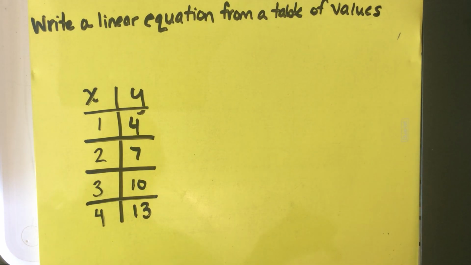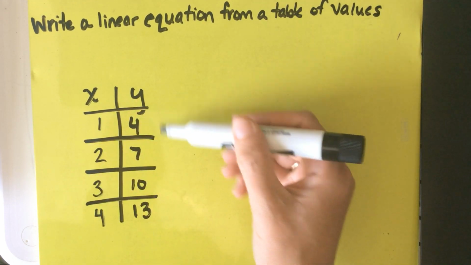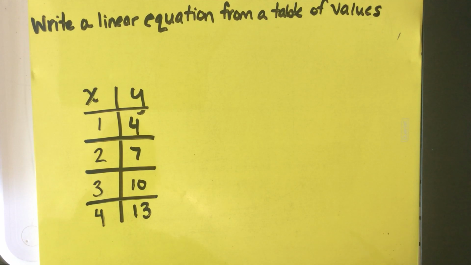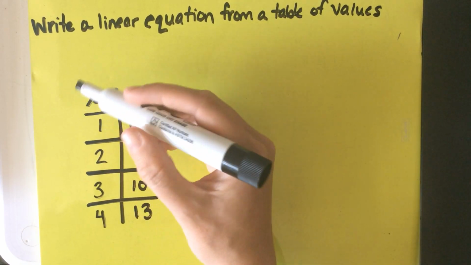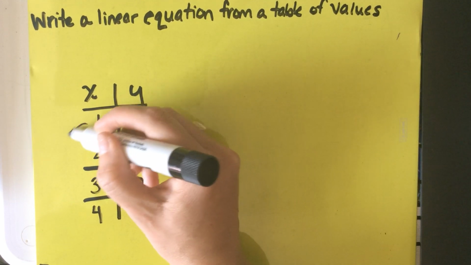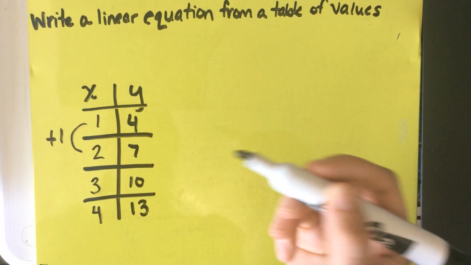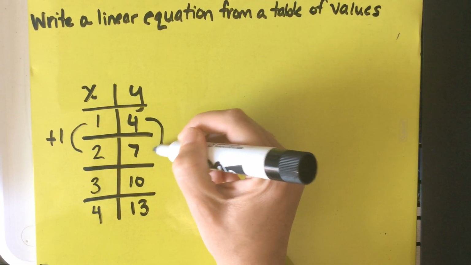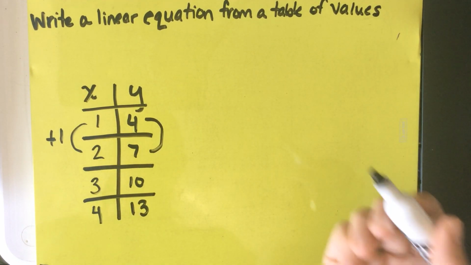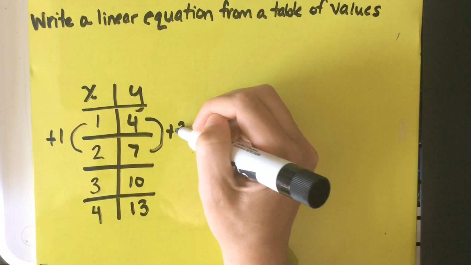So the first thing I need to look at is the relationship between how my x is changing and how my y is changing from point to point. Okay, so we'll start off with how my x is changing. From my first point to my second point here, x has gone from 1 to 2, so it's increased by 1. And over here, when we go from my first point to my second point, my y value has gone from 4 to 7, so it is increased by 3.